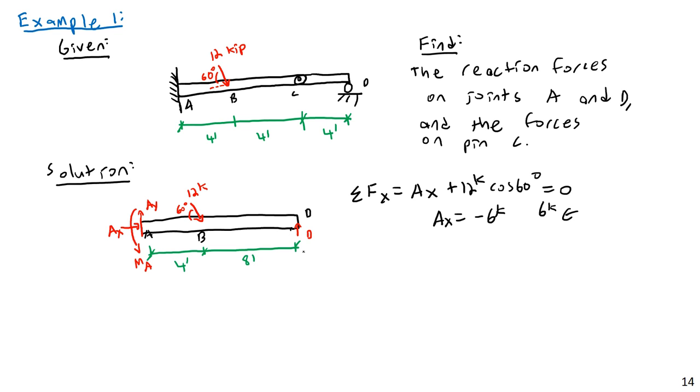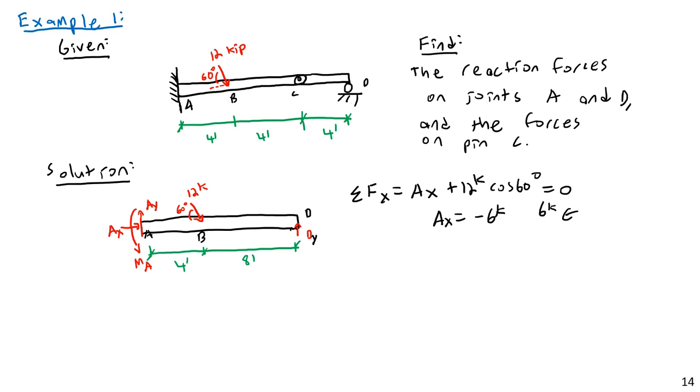Now, we could do a balance of forces in the vertical direction, but I don't know. Oh, that should actually be labeled dy there. Sorry about that. If we do a summation of forces in the vertical direction, the problem is that this force and this force will both be present. Also, if we do a balance of moments, the problem is that there's no point where we won't have at least one unknown force present. So this is going to be a bit of a problem.